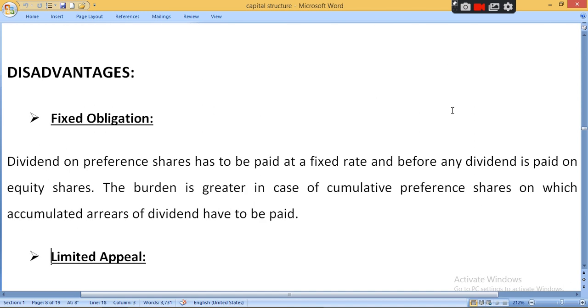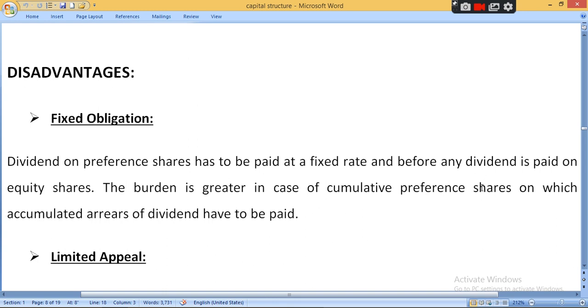Here is fixed obligation. Fixed obligation means generally the company has to provide a fixed rate of dividend. Clear? Generally at the time of winding up or shutdown, the preference shareholder has a priority or preferential right in terms of dividend payment and in terms of principal payment. Clear? So there is a fixed obligation, a fixed burden on the company to pay compulsory fixed dividend. The burden is greater in case of cumulative preference share. I again repeat, what do you mean by cumulative and non-cumulative?